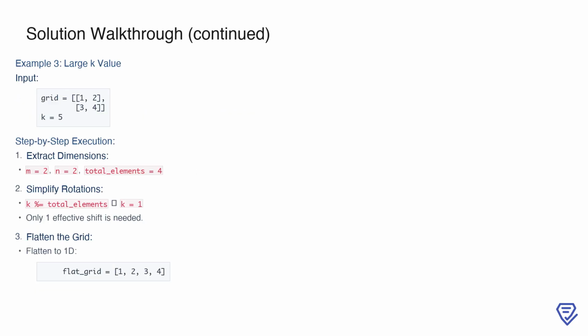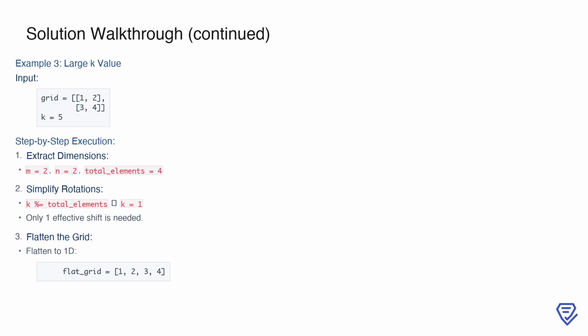Here, we examine a grid with 2 rows and 2 columns, resulting in a total of 4 elements. The input specifies k as 5, which is greater than the total number of elements. To simplify, we calculate k modulo total_elements, which gives k equals 1. This tells us that only one effective shift is needed.